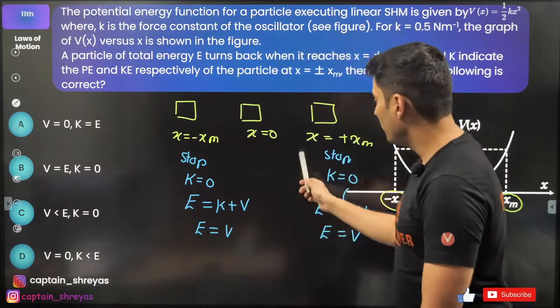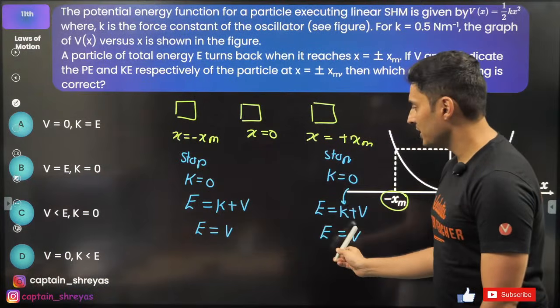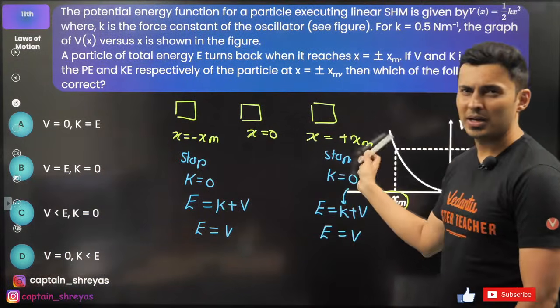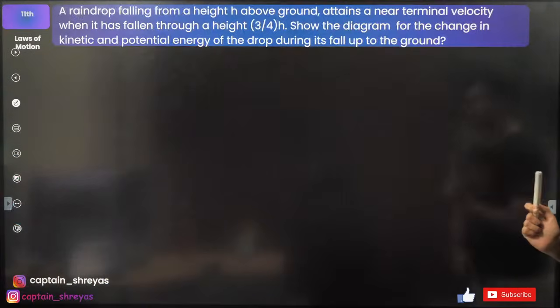Everybody? So the main concept over here was the mechanical energy is conserved. Kinetic energy becomes 0 at these two positions because it stops over there.